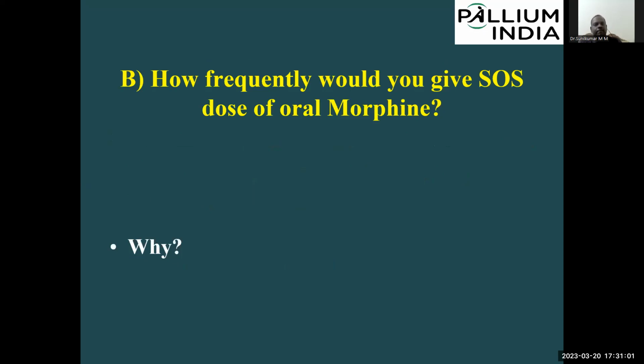So this is what Dr. Nirali Patel asked. How frequently would you give SOS dose of oral morphine? And also explain why. Anybody? As the patient requires, according to his requirement, whenever he tells pain, we should give him. Yes, Dr. Premlata. But suppose the patient has taken a tablet of morphine 5 milligram at 10 a.m. Patient by 10:30 says, Doctor, I have severe pain. Please do something. So what would you do?